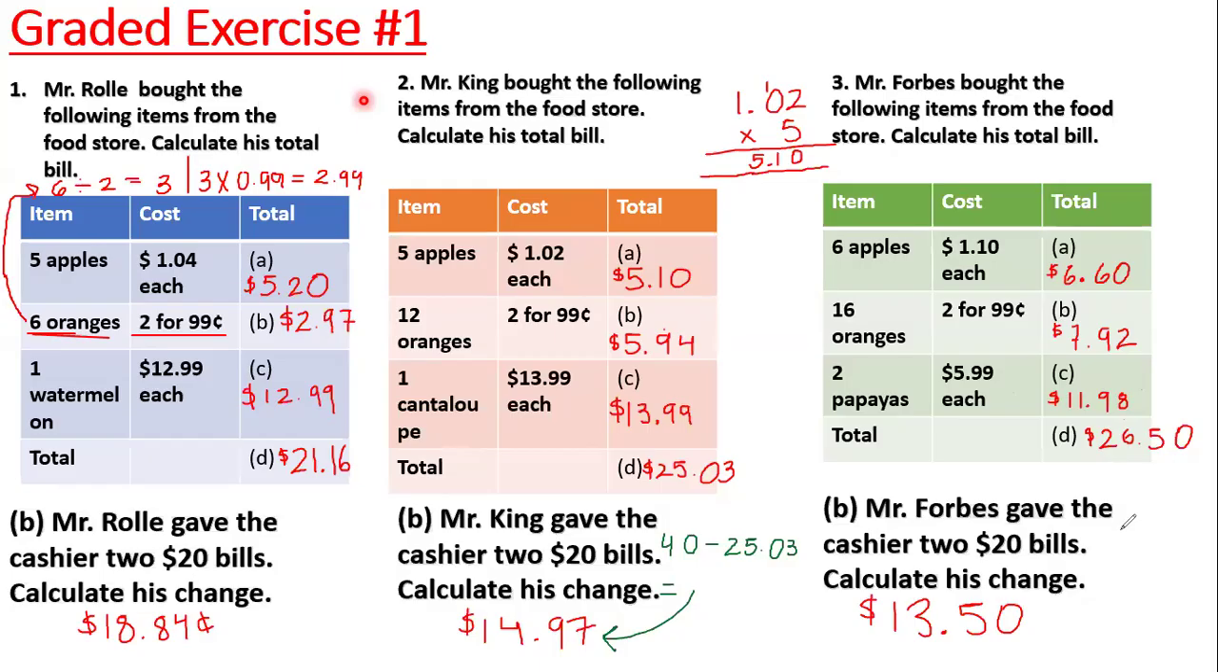50 cents. Good. Mr. Forbes gave the cashier two $20 bills. Calculate exchange. Two $20 bills equals $40. Wait, say it again. Two $20 bills is going to be what? $40. Class, what is two $20 bills?